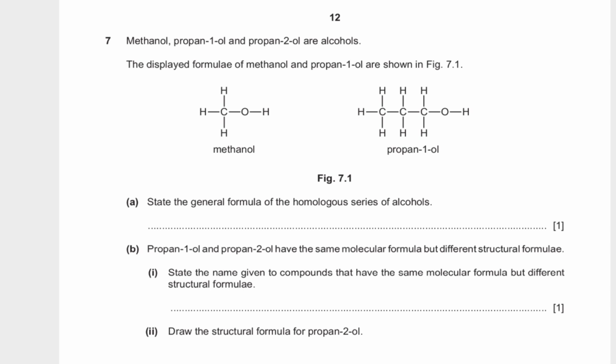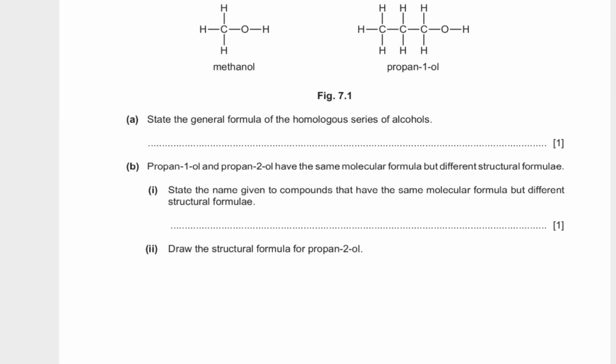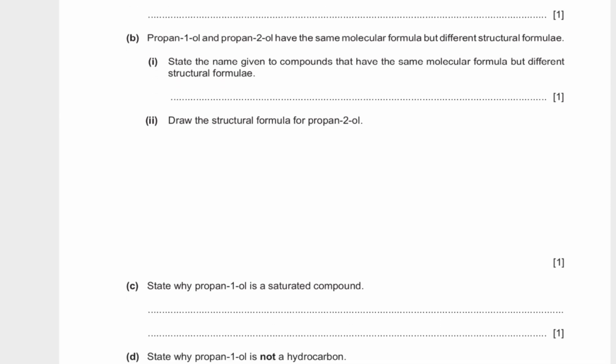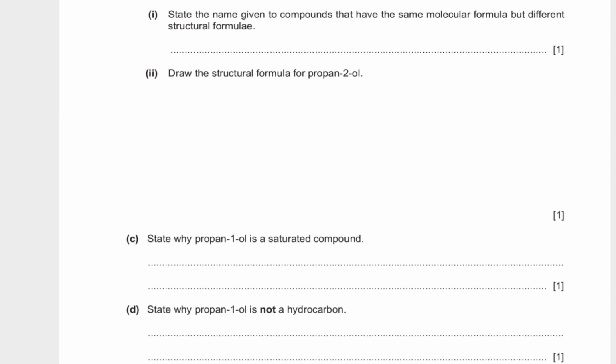Propan-1-ol and propan-2-ol have the same molecular formula but different structural formulae. State the name given to compounds that have the same molecular formula but different structural formulae. They are called structural isomers. Then draw the structural formula of propan-2-ol. In propane we have 3 carbons, so you have to draw 3 carbons, and all the valencies are satisfied with hydrogen except the central carbon, which has one hydrogen and one hydroxyl group.